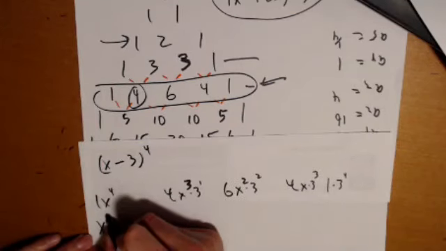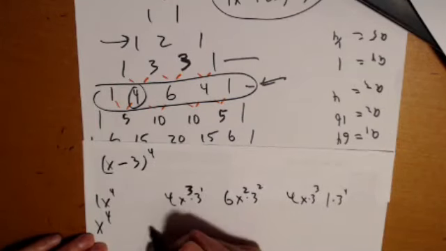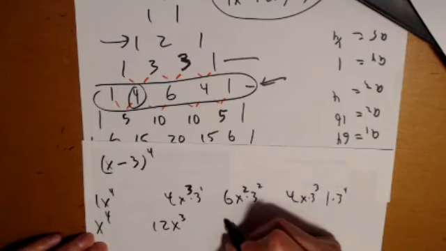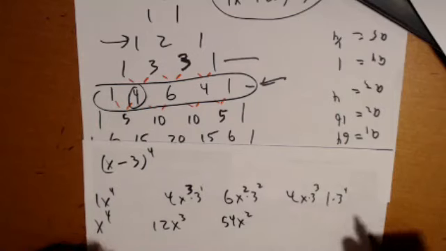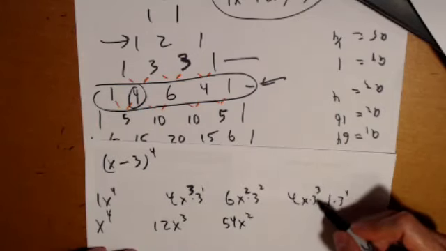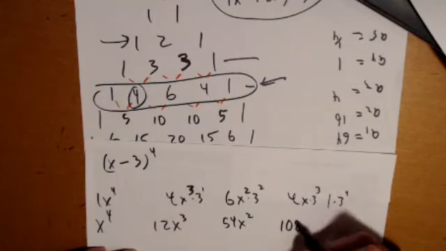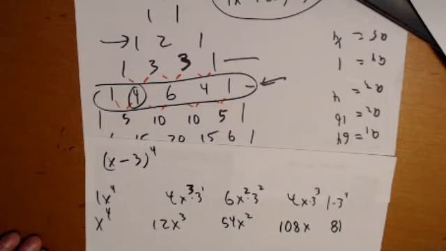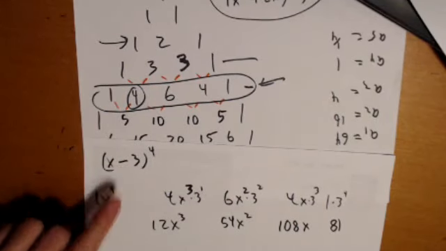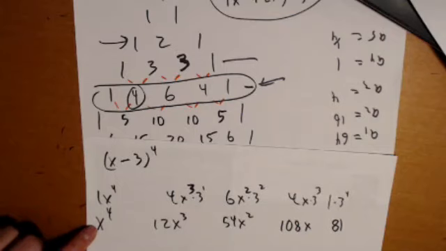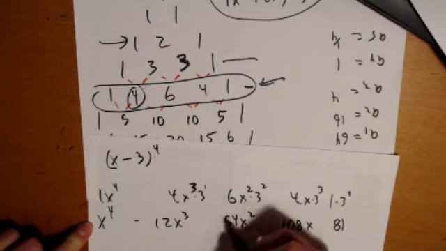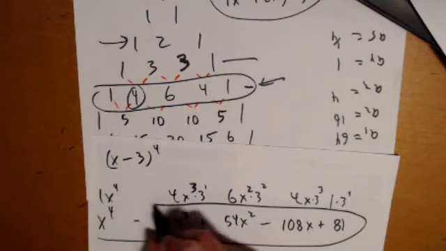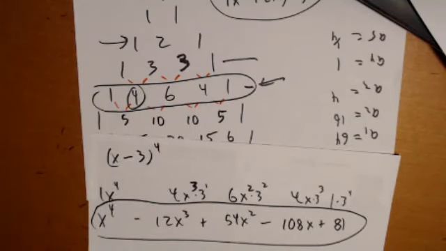So that's going to be x to the fourth. 3 times 4, 12x cubed. 3 squared is 9 times 6 is 54. 3 cubed is 27. 27 times 4 is 108. And 3 to the fourth is 81. So all I did was clean things up. And because there's a minus sign, the signs have to alternate. The first guy is positive. So positive, negative, positive, negative, positive. What? And that's pretty much it.